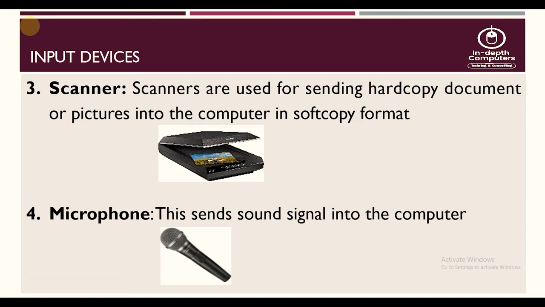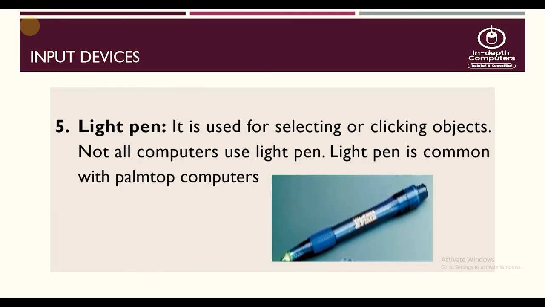Another input device is the light pen. The light pen is used to scribble. So for instance, if you have a tablet, they usually come with a light pen. You can use the light pen to scribble or write stuff on the screen and it shows on the screen of your device. Or if you use a smart board in your school, you have a light pen, you can easily scribble on the board using the light pen and whatever you're writing is showing on the screen.